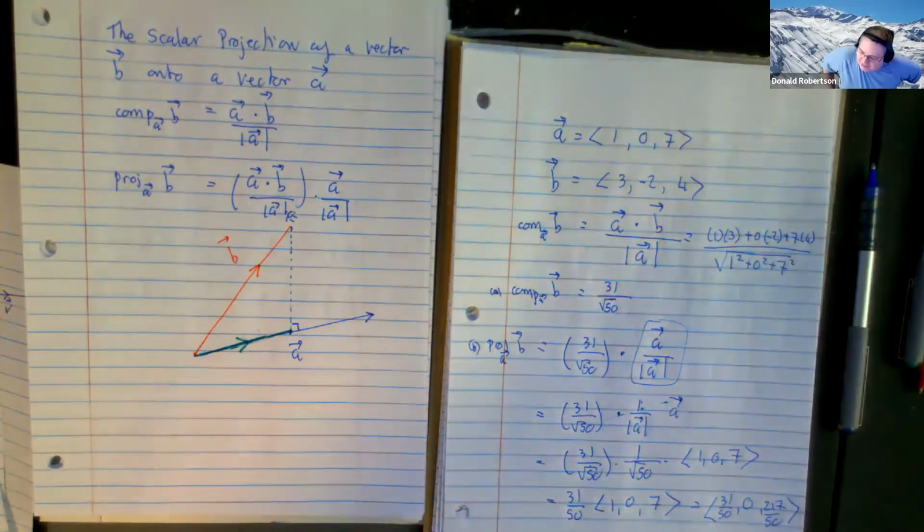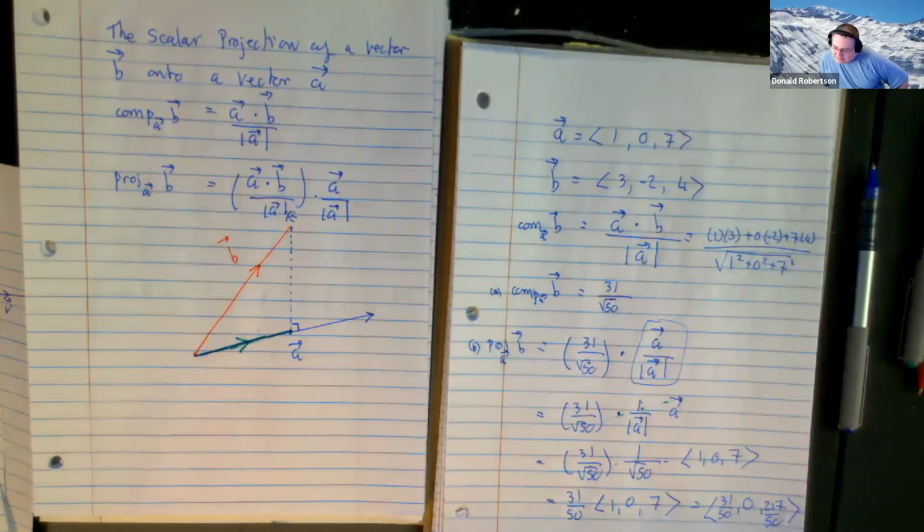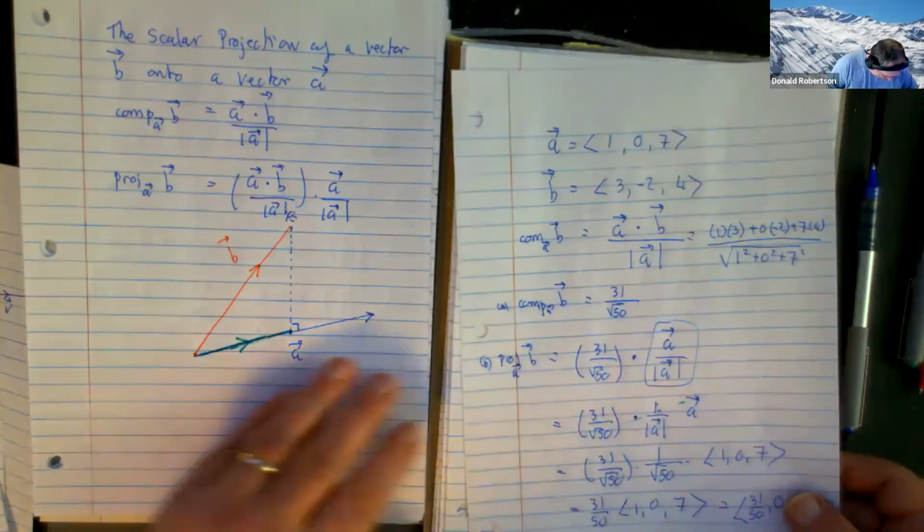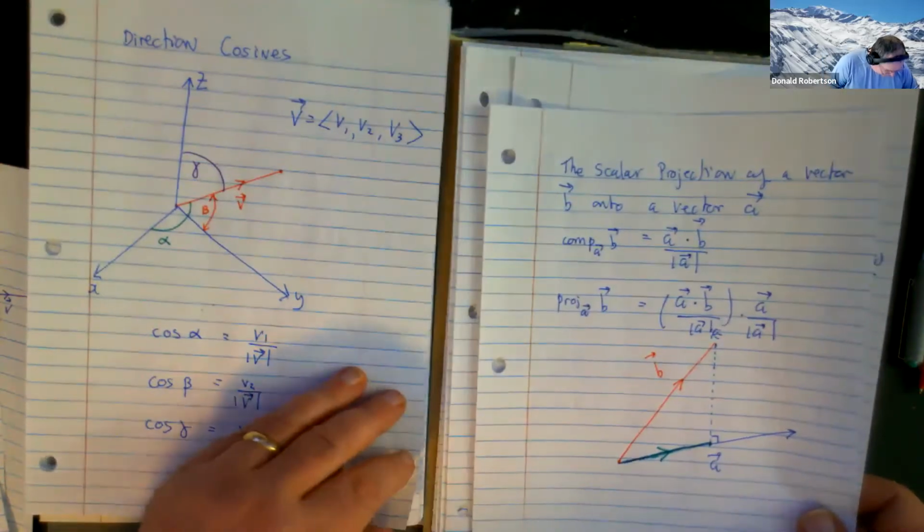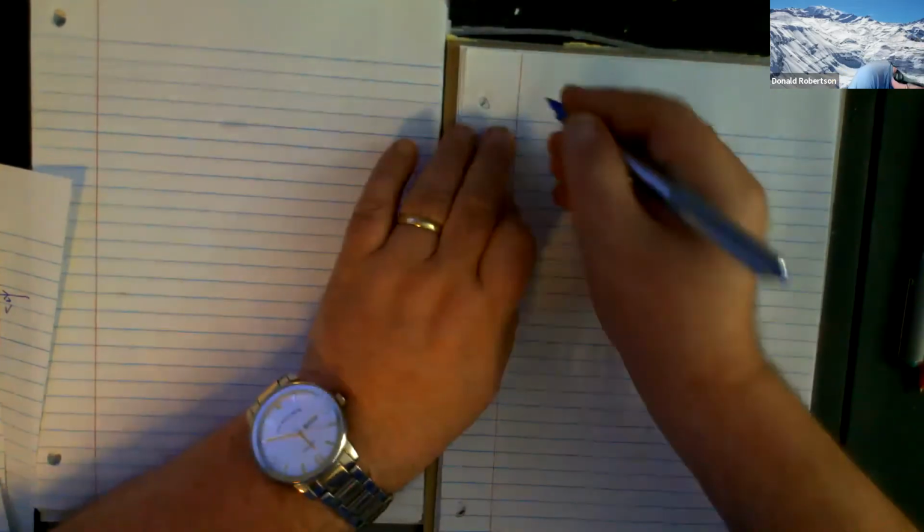How are we doing, guys? We're good. Okay, good. So let's continue with our next section because we've basically finished that one. So the next section is going to be called the cross product, and that's section 12.4.